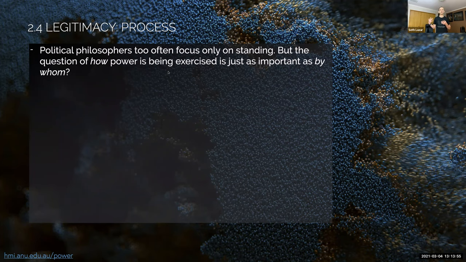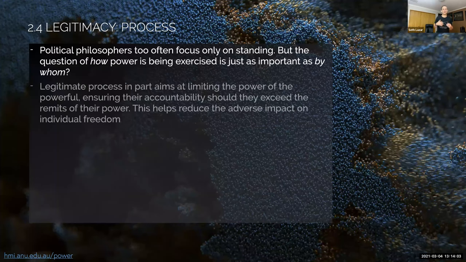Political philosophers often just focus on that question about standing, like, the all-powerful state, how do they get to be in power? But the question of how power is exercised is just as important as by whom. And this is where all of these issues to do with legitimate process and procedural justice come in. In the law, this is an area that administrative law covers significantly. Legitimate process is about limiting the power of the powerful, making sure that they have to follow certain rules. They can't just make decisions on a whim. There are boundaries to what they can do.